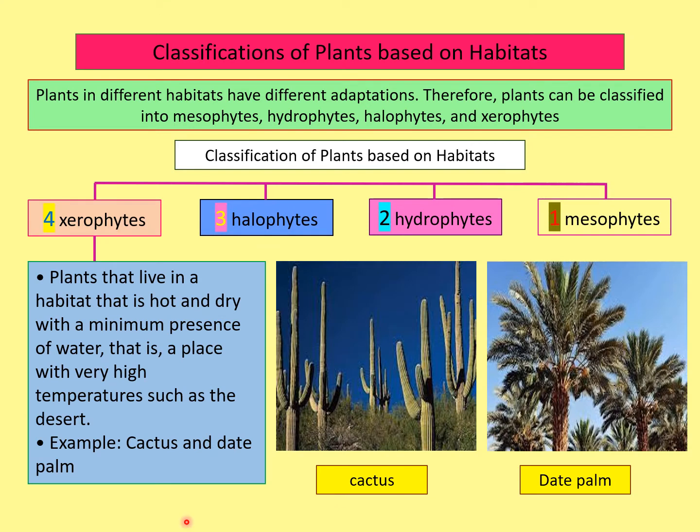Classifications of plants based on habitats. Number 4, xerophytes. Xerophyte is plants that live in a habitat that is hot and dry with a minimum presence of water. There is a place with a very high temperature, such as the deserts. Example, cactus and date palms. Okay, this is cactus and this is date palms. This is example of plants in xerophytes.